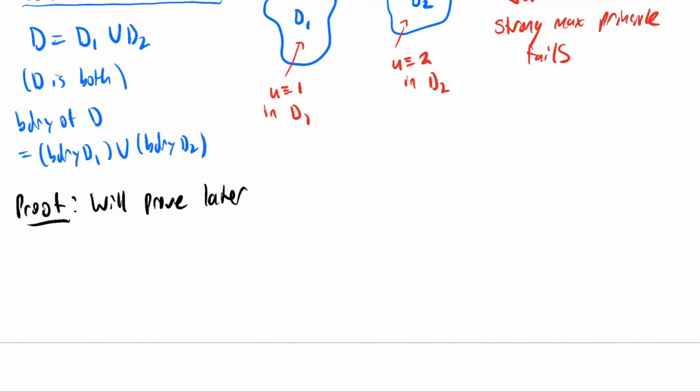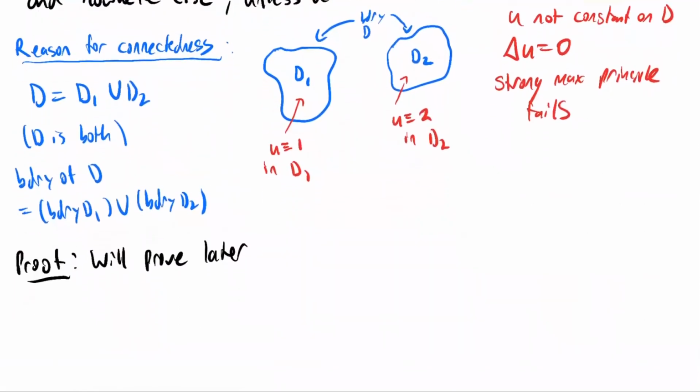Right. Okay. And so, if you remember, one of the major applications of the maximum principle for the diffusion equation was for proving uniqueness for certain boundary value problems. And so, you can similarly use the maximum principle to prove uniqueness for Laplace's equation.